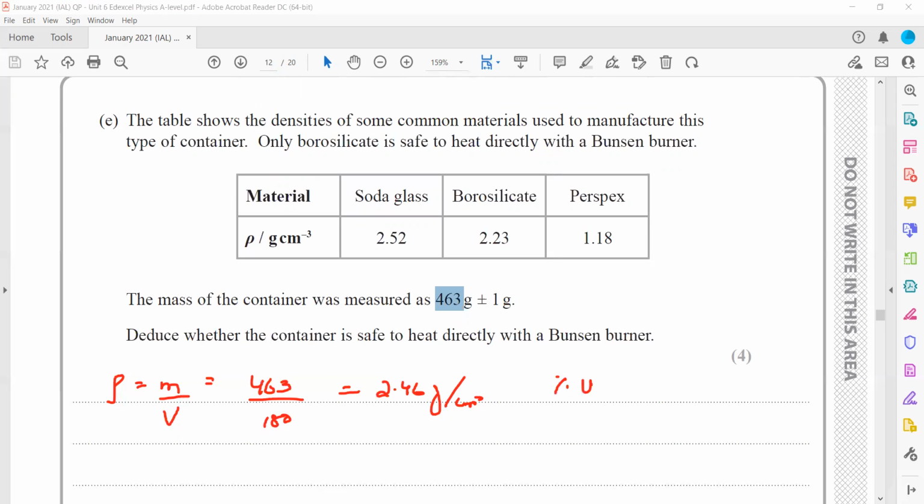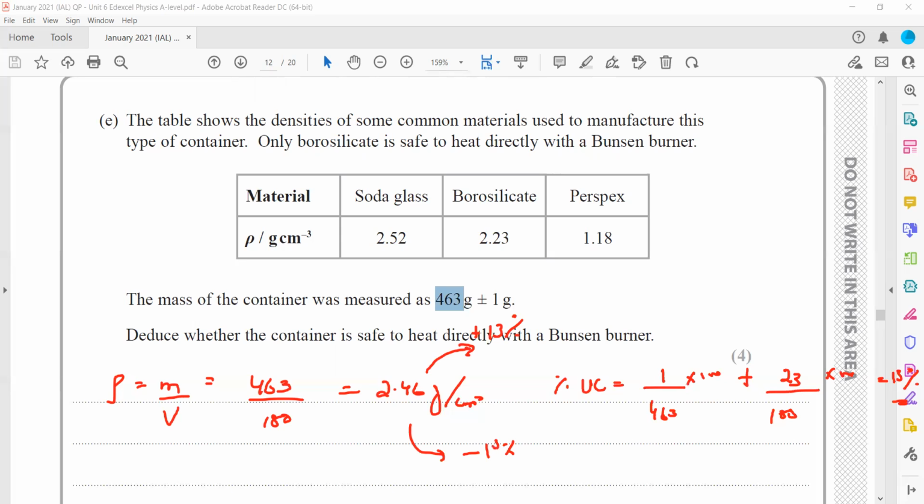Then what about the percentage uncertainty? Percentage uncertainty in mass, which is 1 divided by 463 into 100, plus the percentage uncertainty in volume, which is 23 divided by 188 into 100. So when you solve, you'll get 13% uncertainty total. So 13% is the total uncertainty. It means this value can be 13% more than this, or it can be 13% less than this.